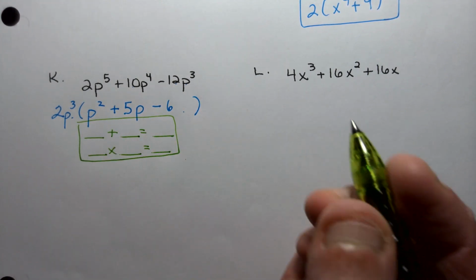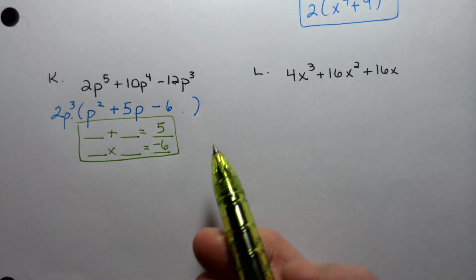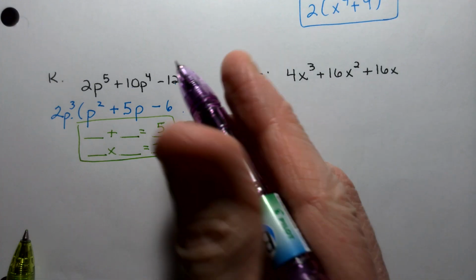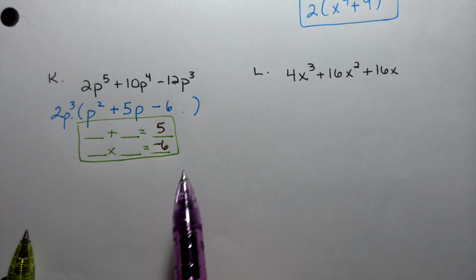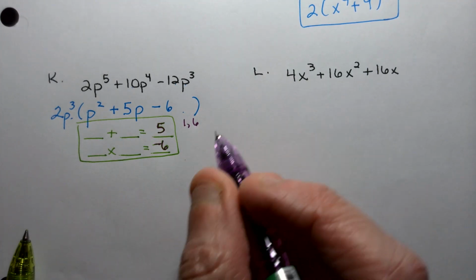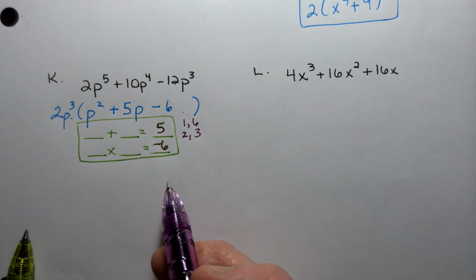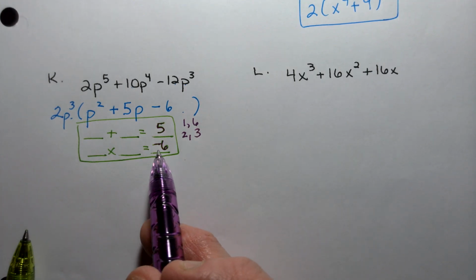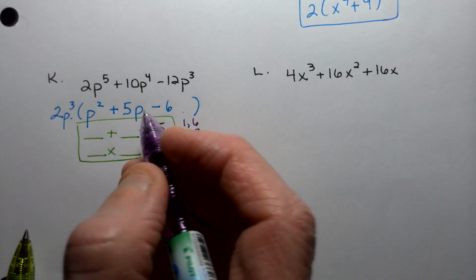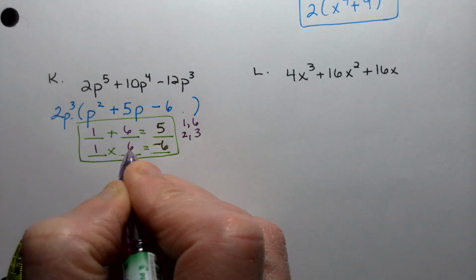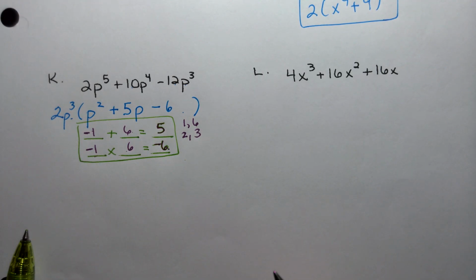Let's see, what numbers do we have here? We got a 5 and a negative 6. Can you think of something that would work there for a 5 and a negative 6? So it's 1 and 6. That might work. 2 and 3 also might work. We need to have a negative here. That's going to be a positive 5. I'm guessing we're going to use 1 and 6, where this will be a negative, because then you're going to get the negative 6 and a positive 5.